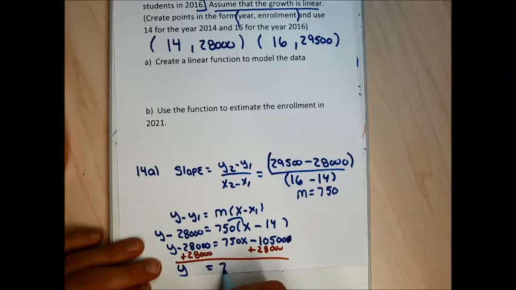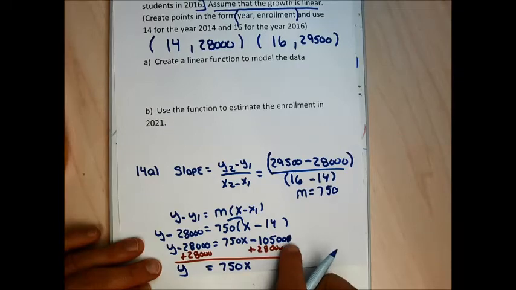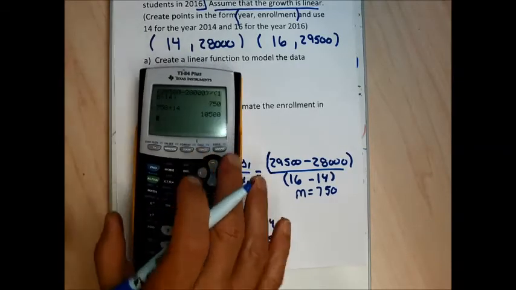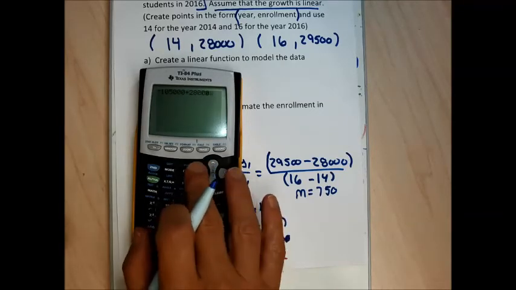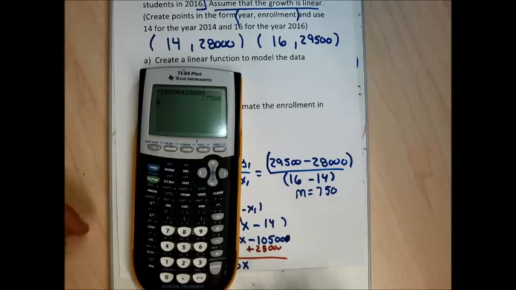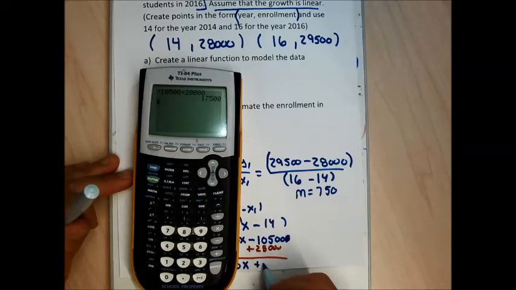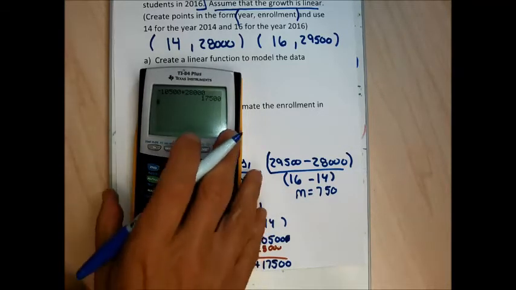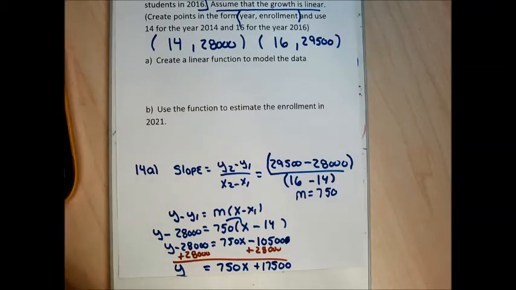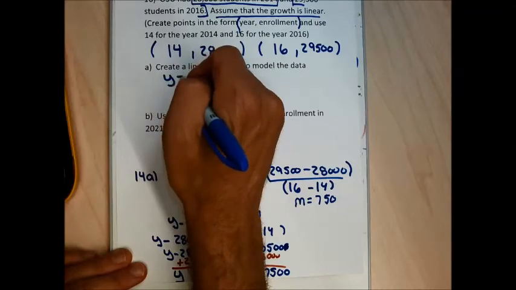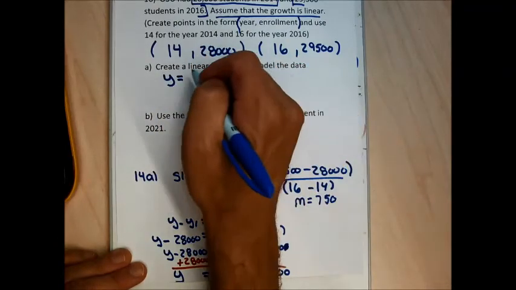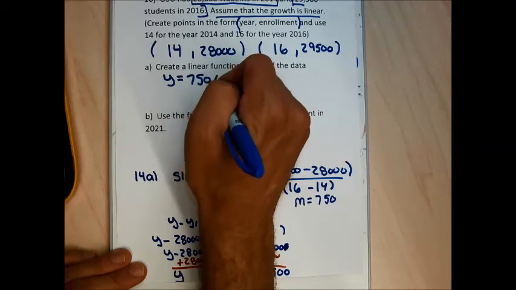On the right side, when I do that, nothing happens to the 750x, but this negative 10,500 plus 28,000, I get 17,500, and it's plus 17,500. So I'm wearing out, so I'm pulling out my calculator maybe more than I should, but I would expect you to do the same. So my answer to part A, it wouldn't be wrong to say the equation of the line is y equals 750x plus 17,500.